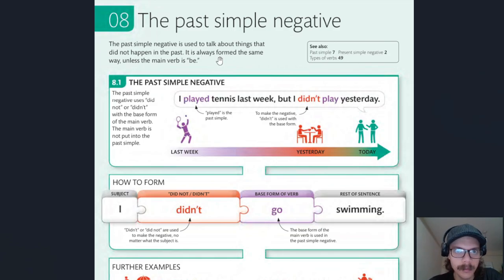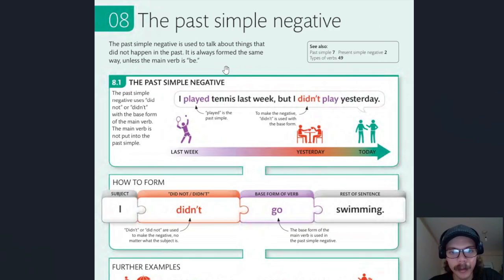In the last video, we had reviewed the past simple, but we had only focused on the affirmative, so the statements. What we're going to be focusing on today is how to form a negative and how to form questions. It would be good if you watched the previous video. Some of the ideas there might be useful here.